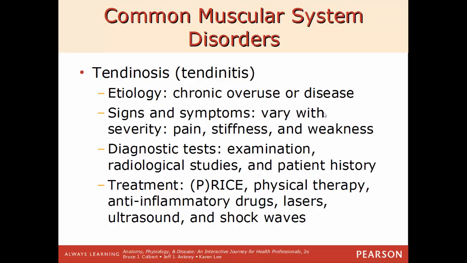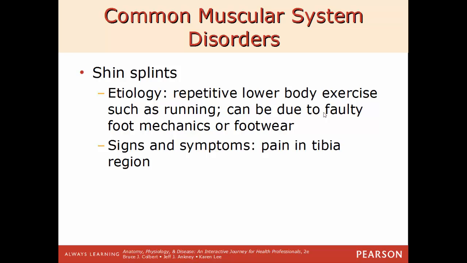Tendinitis or tendinosis. Etiology: chronic overuse or disease. The signs: pain, stiffness, weakness. The way you diagnose this condition: physical exam, patient history, MRI, and so on. Again, PRICE is the common treatment for something like this. Physical therapy, anti-inflammatory drugs, ultrasound.